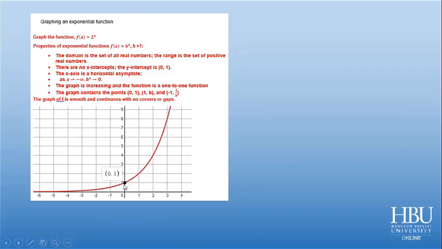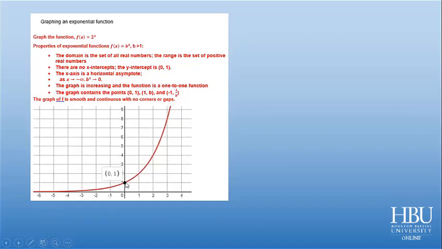Notice that the curve always lies above the x-axis. There is no value of x that you could substitute in so that 2 to the x would equal 0. It gets closer and closer to 0 as x goes toward minus infinity, but it never equals 0. There are no x-intercepts, but the y-intercept is 0, 1. Again, if x is 0, 2 to the 0 power equals 1.